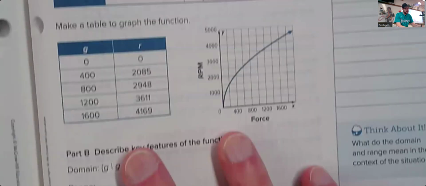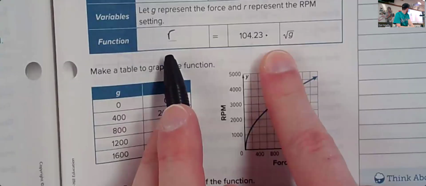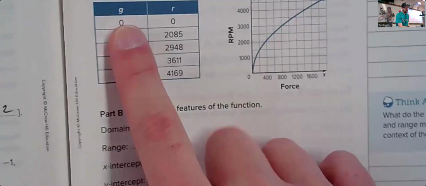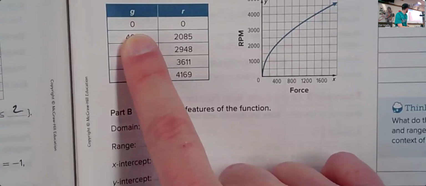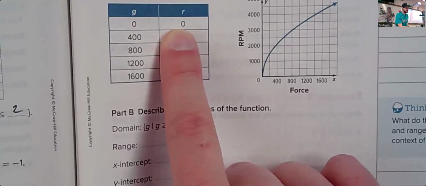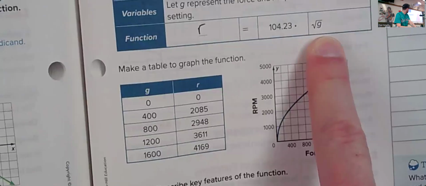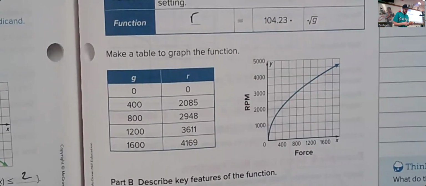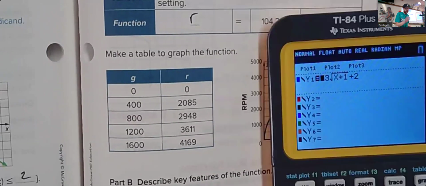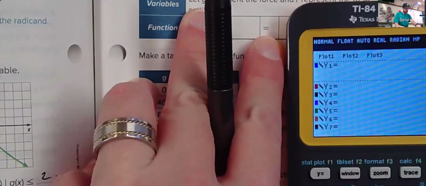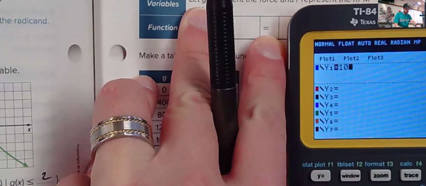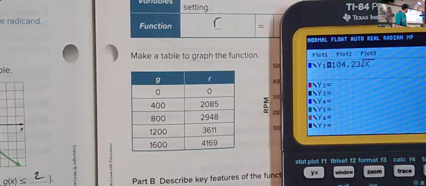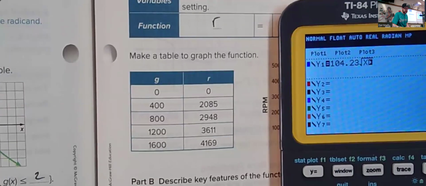So here's our function. R is equal to 104.23 times the square root of G. So if there are no G-forces, there are no RPMs, because if you plug in 0 for G, 0 times anything is 0. So let's go to our calculator here real quick. We'll go to the y equals menu. Let's type in this function here. We're going to have 104.23, and we're going to multiply that by the square root of X. We can't really use G here, so we'll just go with X like we normally do.